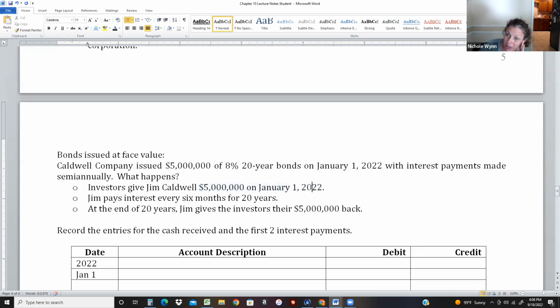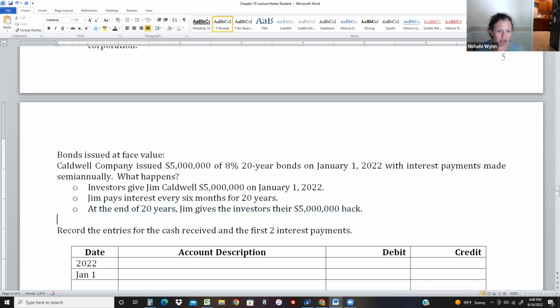Now, it's probably not one investor. Bonds are sold in $1,000 increments, and there's going to be a whole bunch of people out there buying bonds. You have the option of buying 1 or buying 10 or buying 100, but you probably wouldn't buy all of them. So every 6 months, he's going to have to pay his investors interest for 20 years. So he's going to make 40 total interest payments because he's going to do it twice a year for 20 years. And then at the end of the 20 years, he'll have to give the investors their $5 million back.